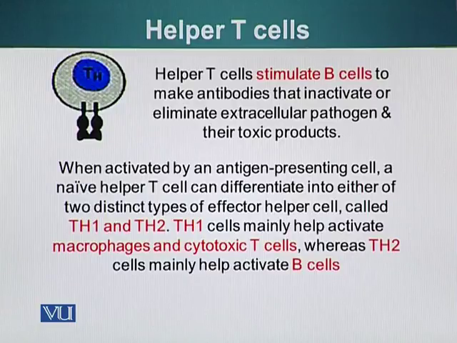Also, I would like to mention helper T cells instruct B cells what type of antibodies to make. Remember, we said there is a primary immune response and then a secondary immune response in which secondary class antibodies are produced. These T cells tell B cells whether to make IgG molecules, IgE or IgA molecules.